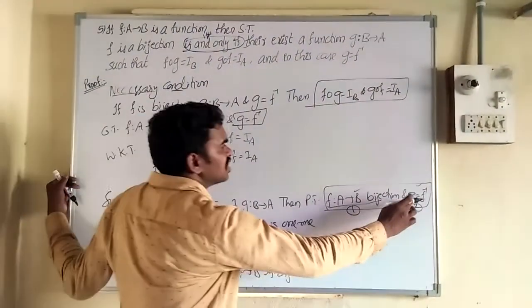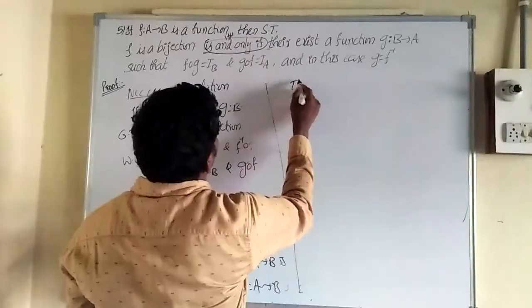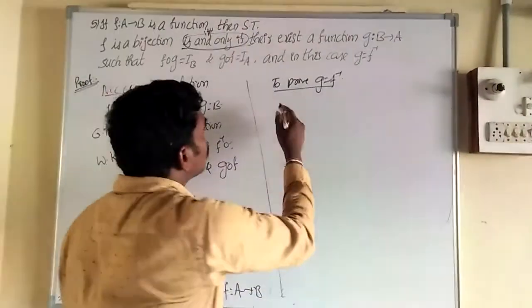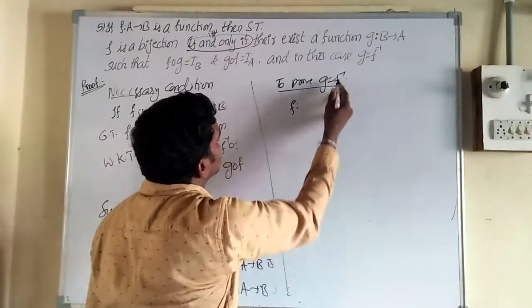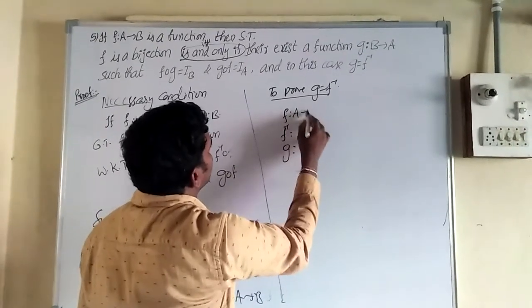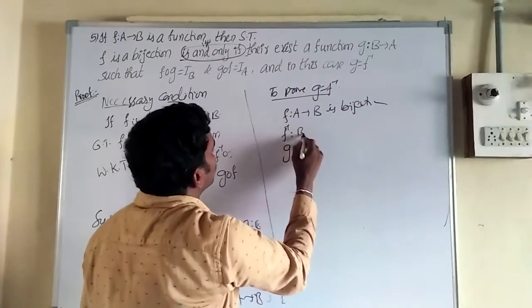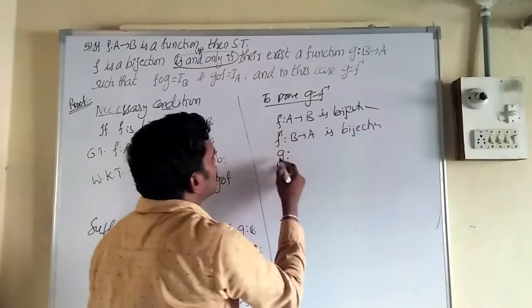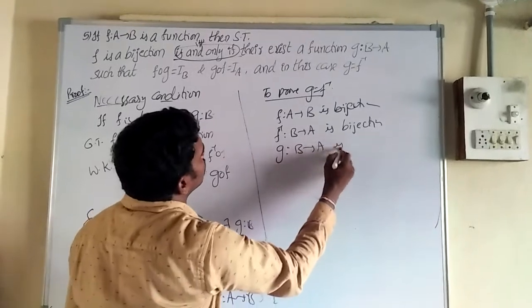What is the second one? g equal to f inverse. We have to prove this. So to prove g equal to f inverse, the final one, very simple. First what is f? Next f inverse. Next g. f maps from where to where? A to B is a bijection. f inverse where to where? B to A is a bijection. What is g? g is given as a function from B to A. Yes, B to A is a function.